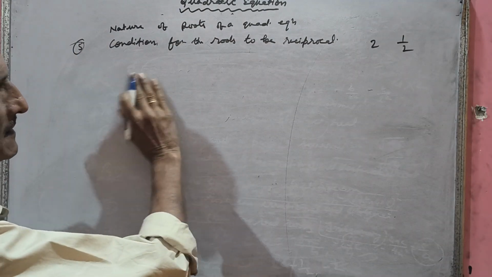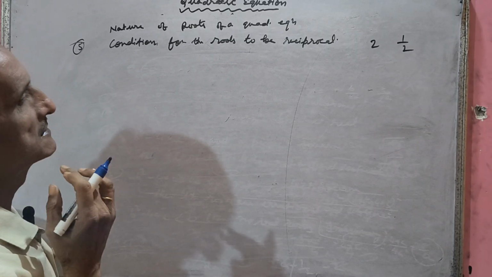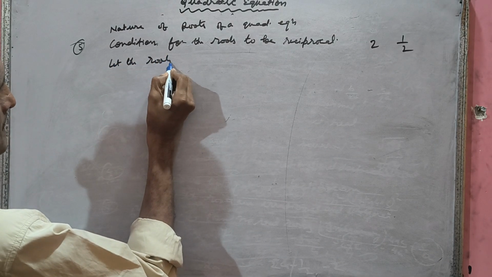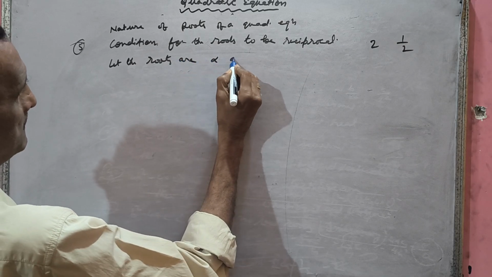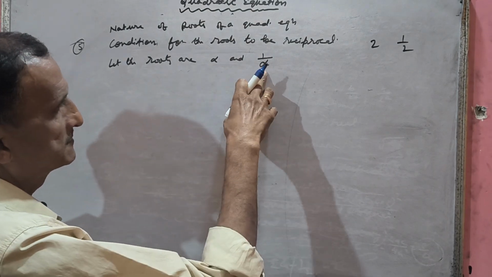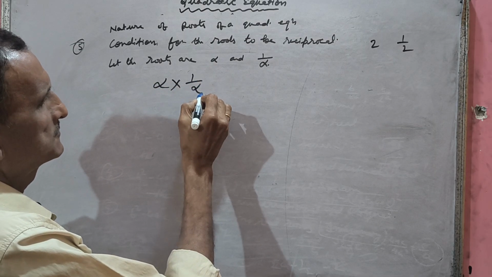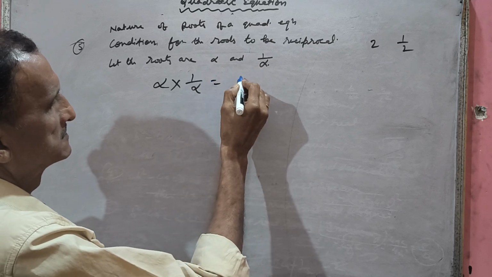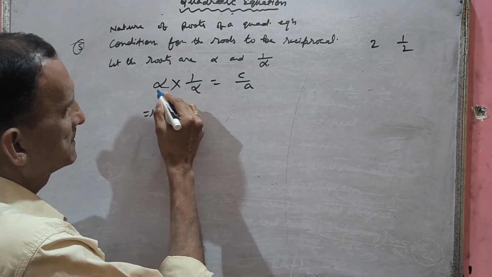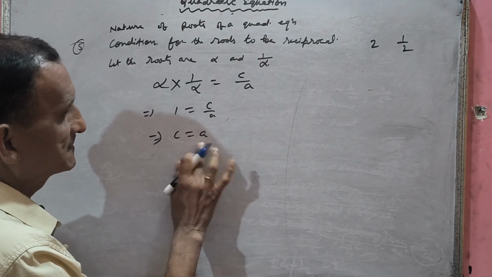Now find out. I am not going to give the condition directly; you can discover the condition. So write down, let the roots be alpha and 1 by alpha. Reciprocal means if one root is alpha, then the other will be 1 by alpha. Then what is the product of roots formula, do you know? First into second, c by a, okay? Then here alpha cancels, so 1 equals c by a. So c equals a. This is the condition.